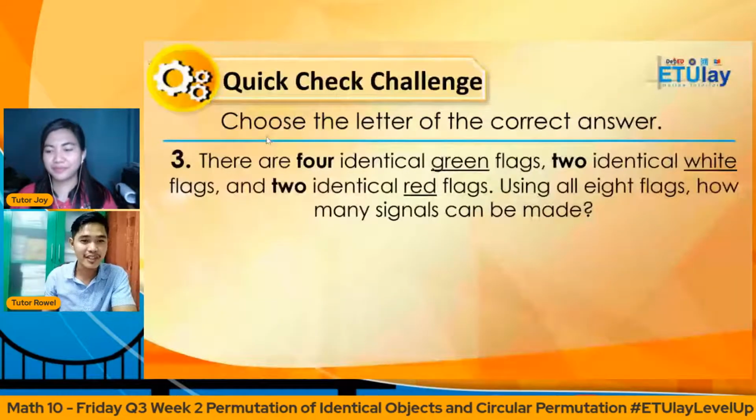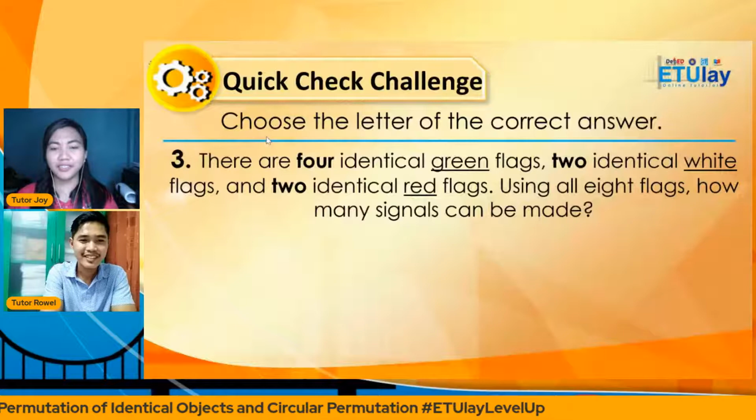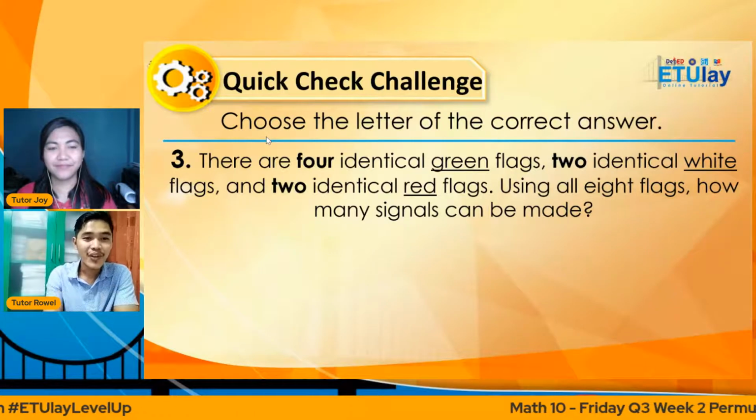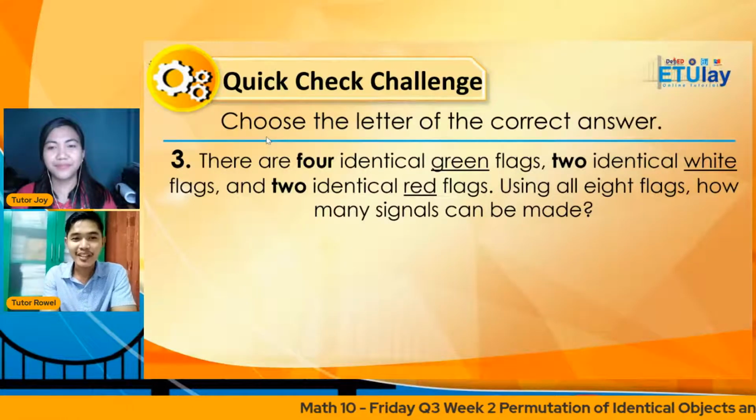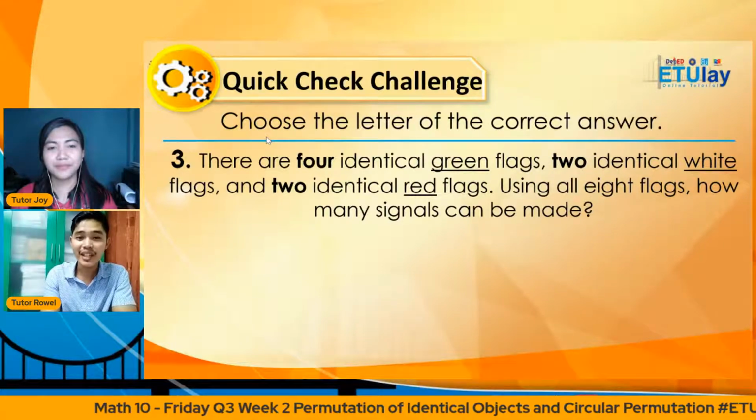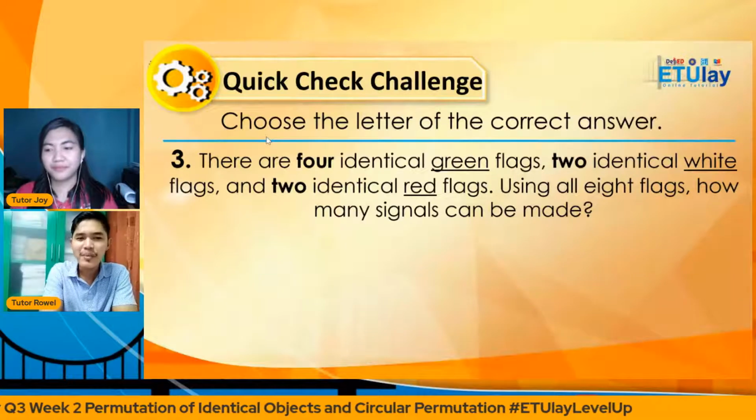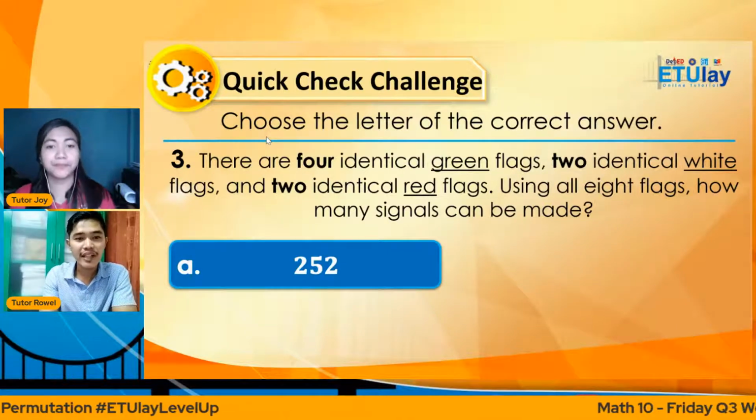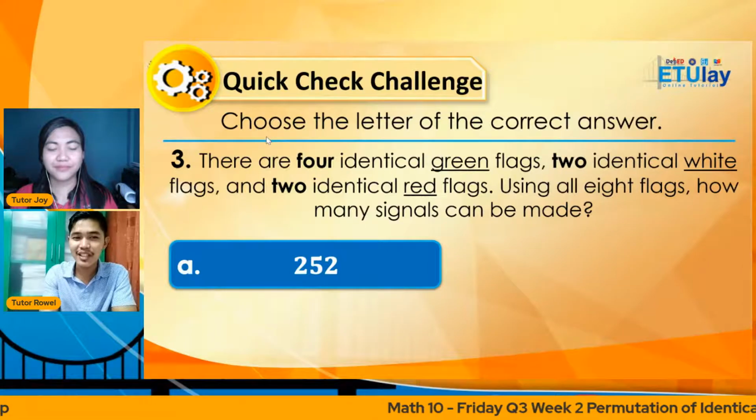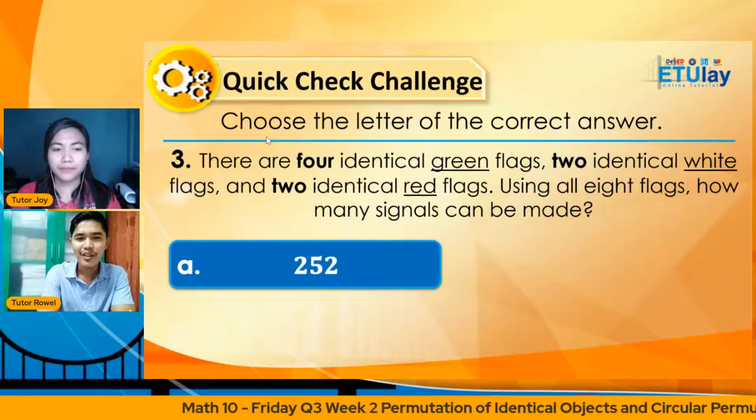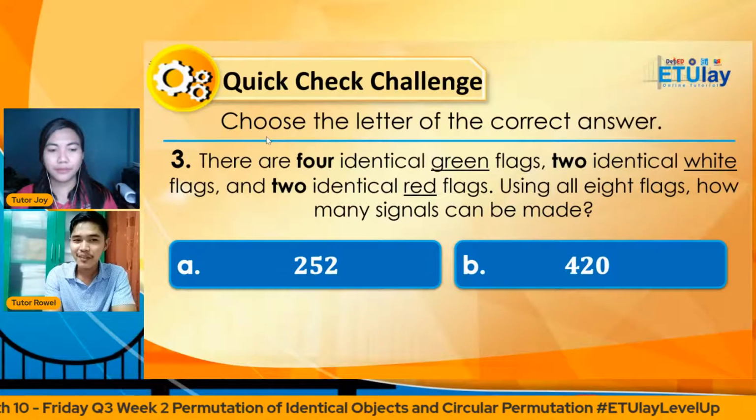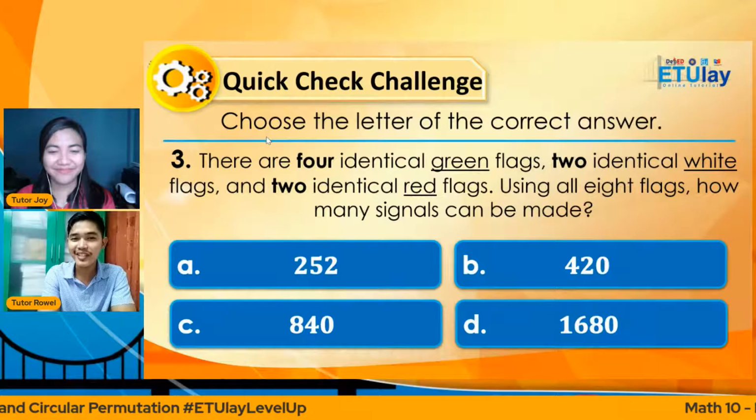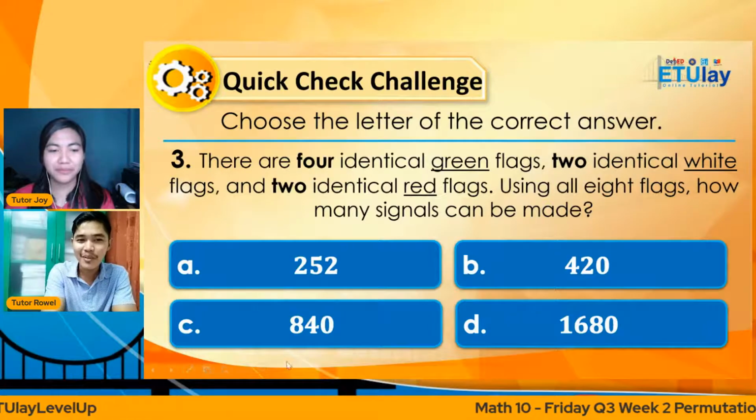Tutor Joy, what is question number 3? Okay, question number 3 is here. There are 4 identical green flags, 2 identical white flags, and 2 identical red flags. Using all 8 flags, how many signals can be made? So, ilan yung arrangement ng signals na mapo-form gamit yung 8 flags? Is it A, 252? Or letter B, 420? Pwede ring letter C, 800? Or letter D, that is 1,680.